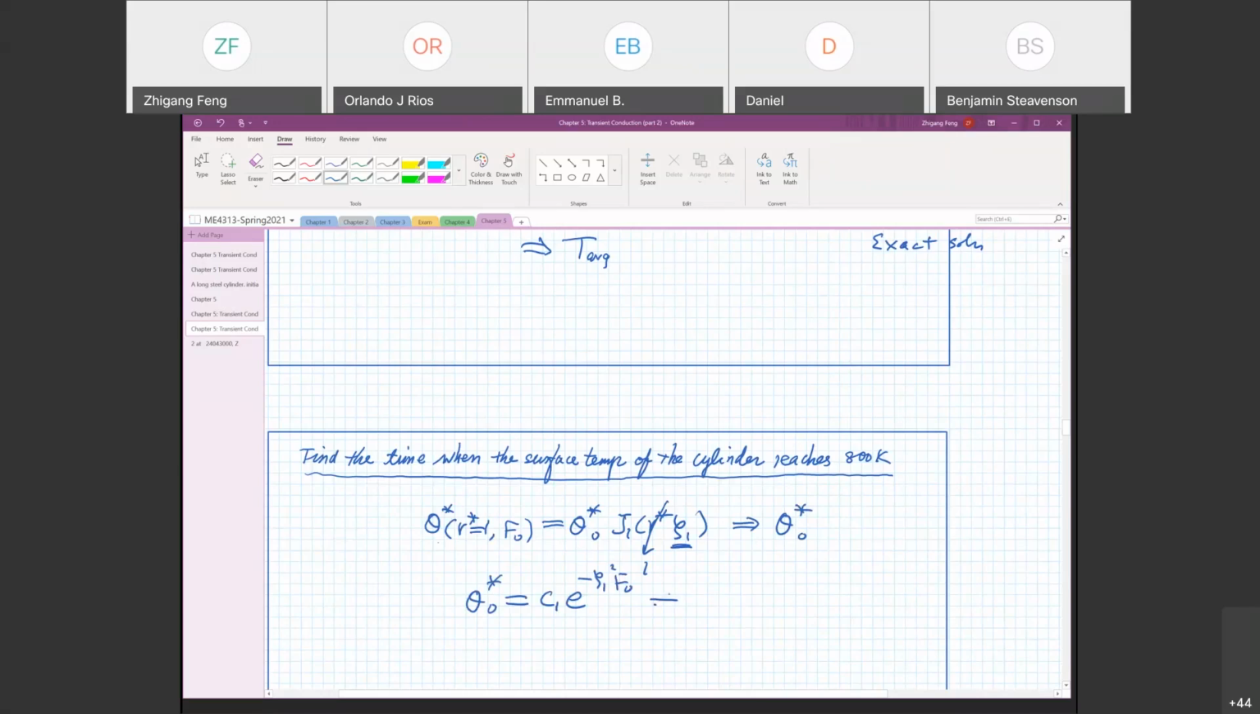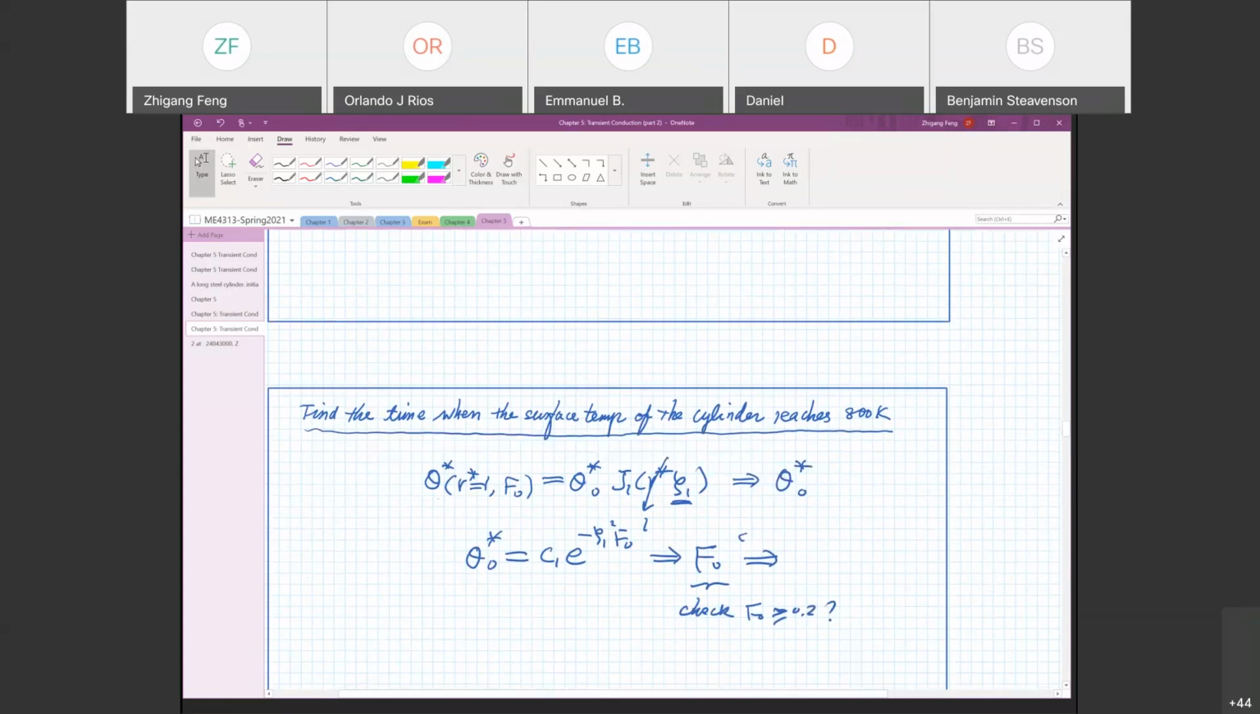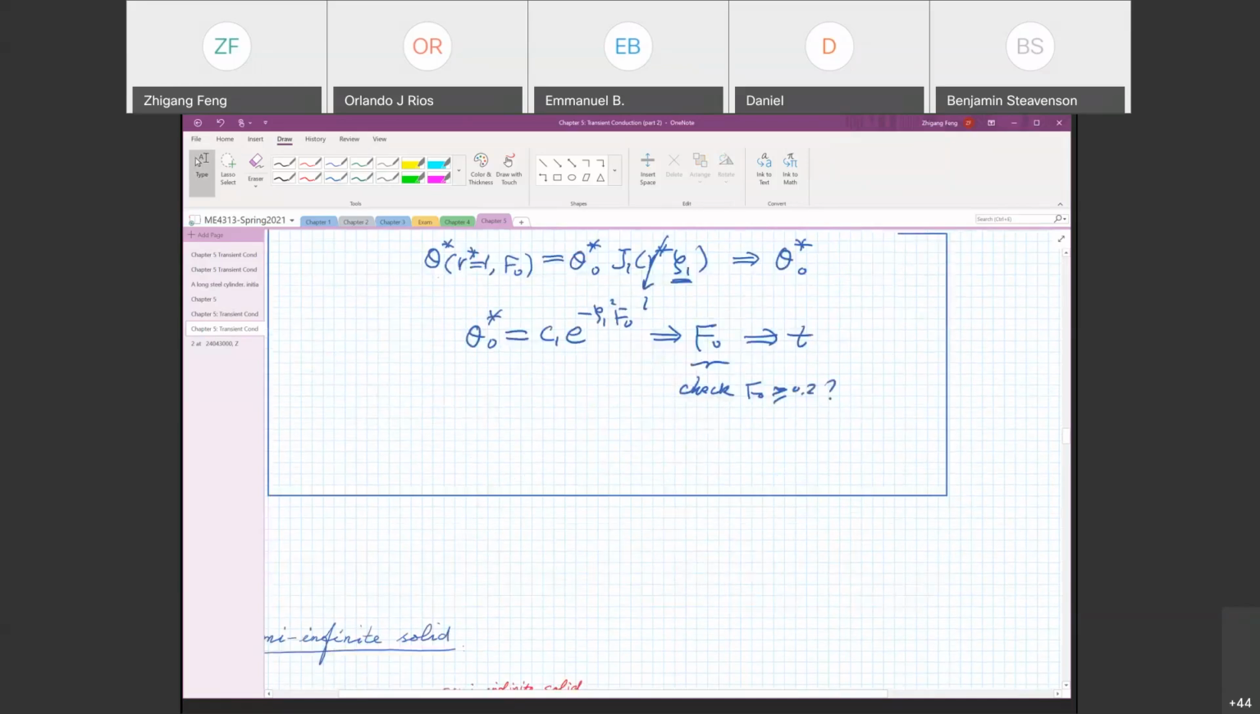So we can find the Fourier number, and then check whether it's greater than 0.2 or not. So find the Fourier number and then find the t. These are the procedures if you want to find the time when the surface temperature reaches 800 Kelvin.